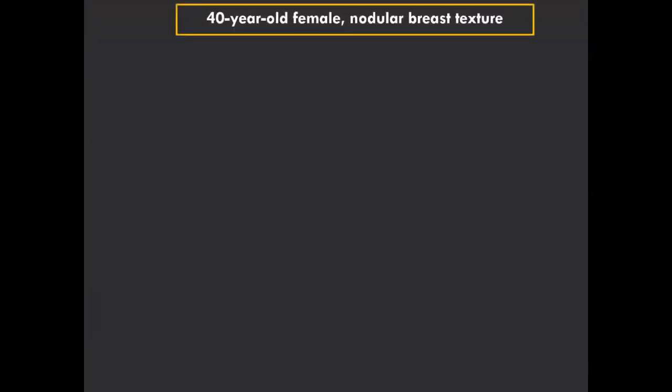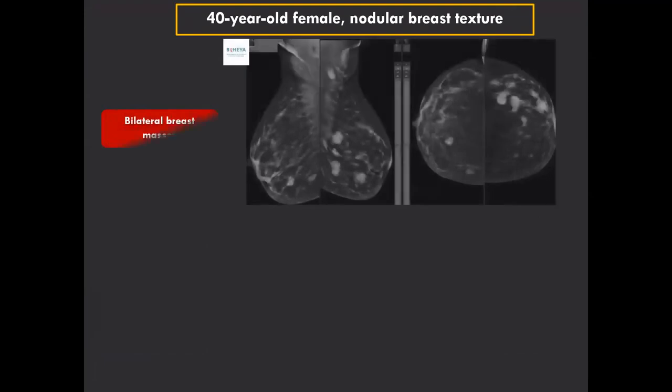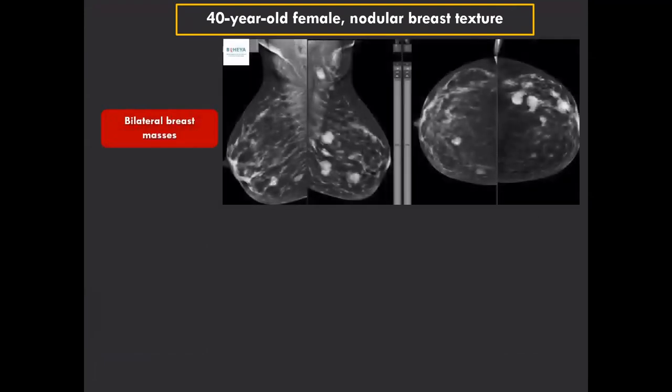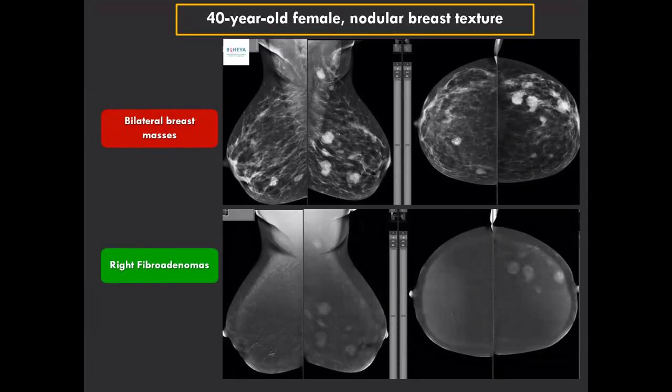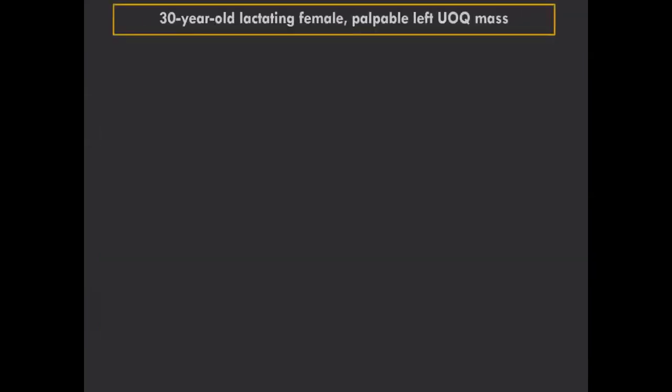This is another 40-year-old female. She had a nodular breast texture. This was her mammogram. She had bilateral multiple breast masses. This was the contrast mammography. All the lesions on the right side did not show any contrast uptake, and again, non-enhancement equals benign lesions, while all the lesions on the left side showed contrast uptake, and this was a multicentric invasive duct carcinoma.